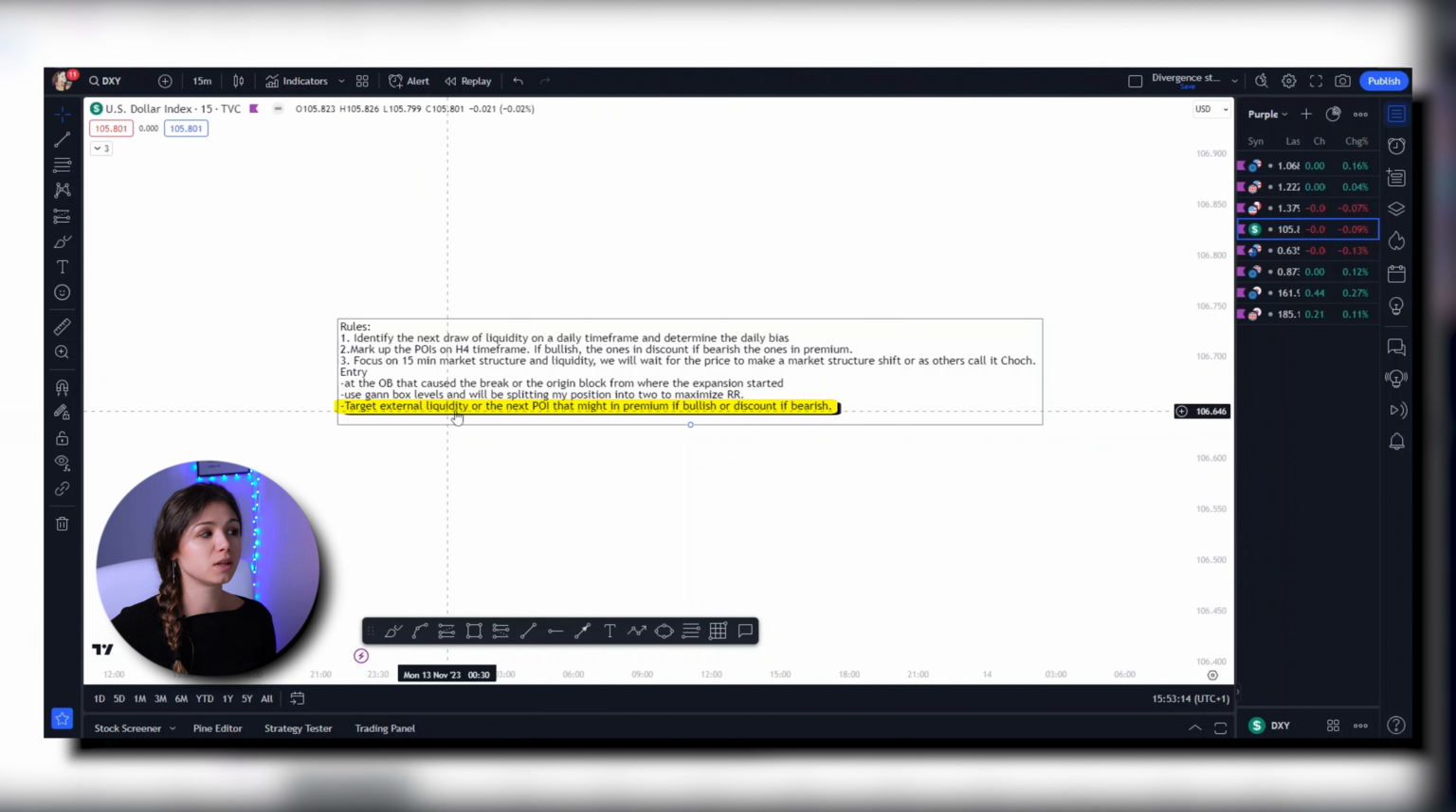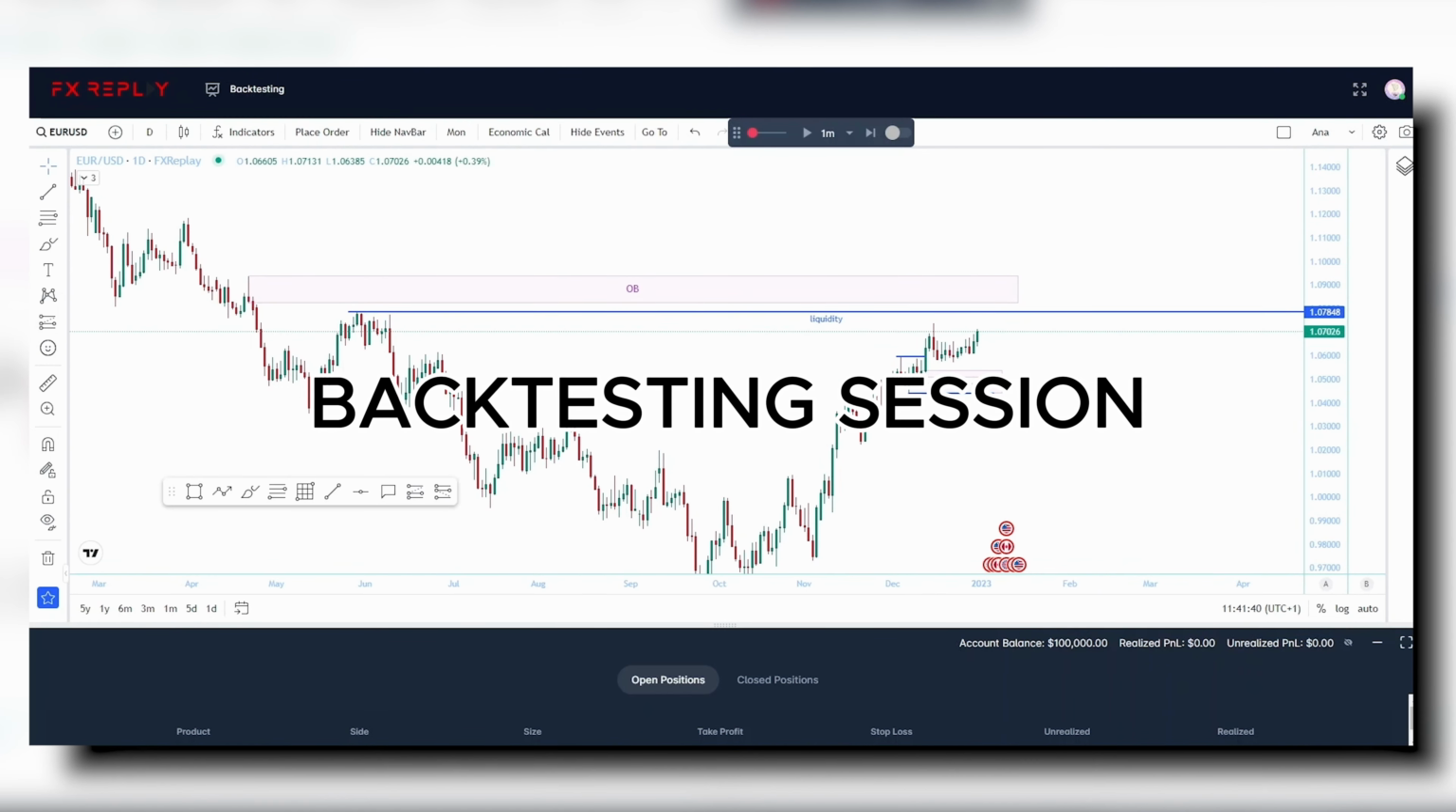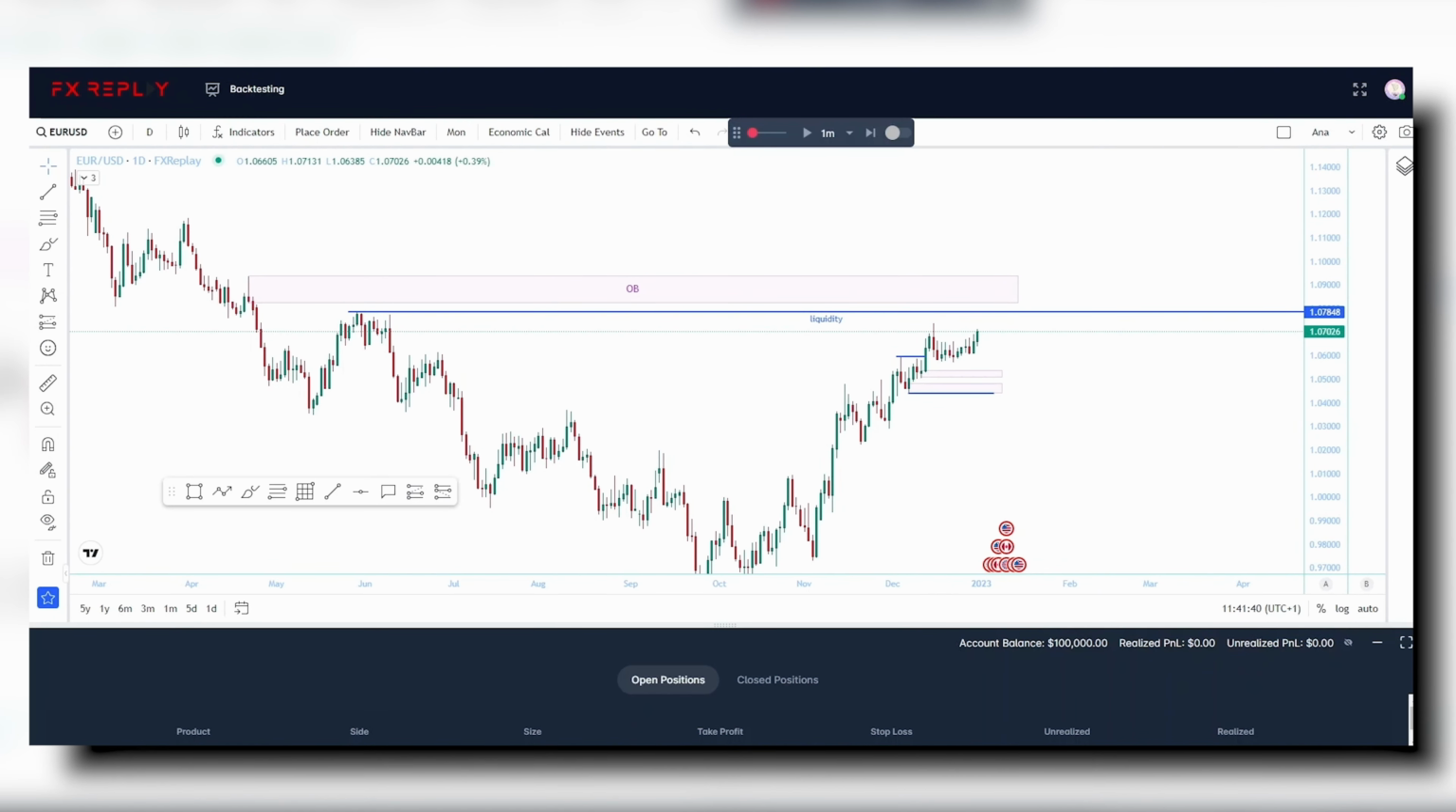The target will be the external liquidity or the next point of interest that might be in premium if bullish and discount if bearish. I will demonstrate everything in the backtesting session. So in this backtesting session, I will be backtesting limit orders on the 15-minute time frame, which will be suitable for people that don't have too much time to sit on the charts and monitor trades on lower time frame or wait for lower time frame confirmations.